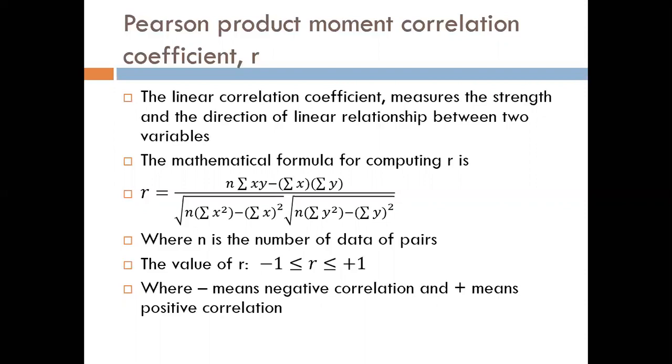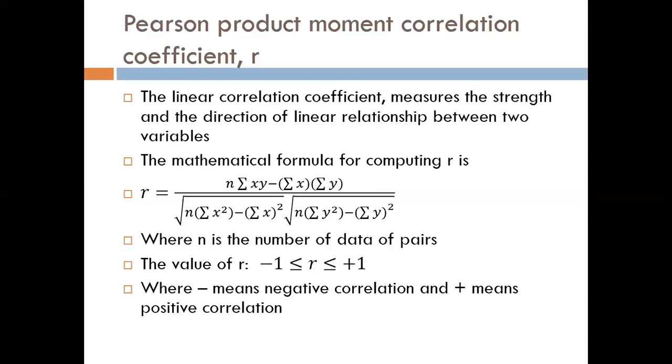So we are saying that the linear correlation coefficient measures the strength and the direction of the linear relationship between the two variables. Okay, good. And a very simple computational formula for r is given, as we can see: n summation xy minus summation x times summation y, over the square root of n summation x squared minus summation x, squared, times the square root of n summation y squared minus summation y, squared.